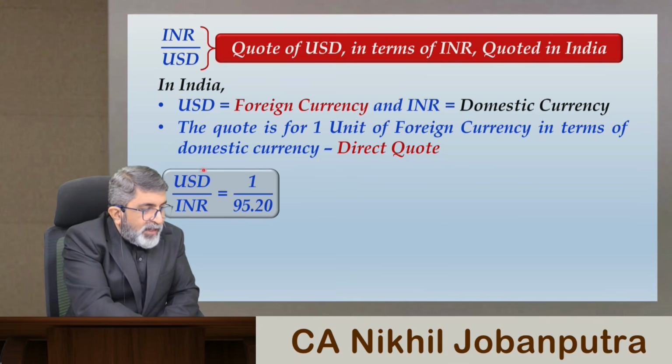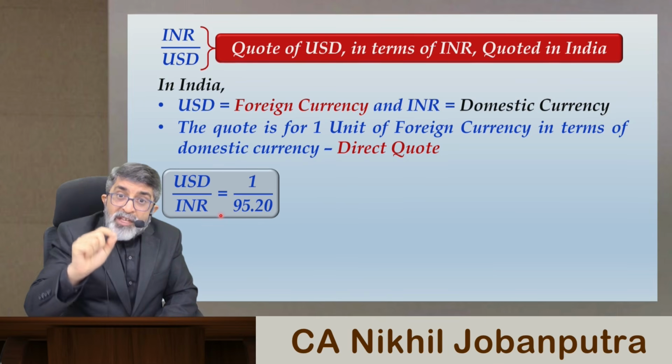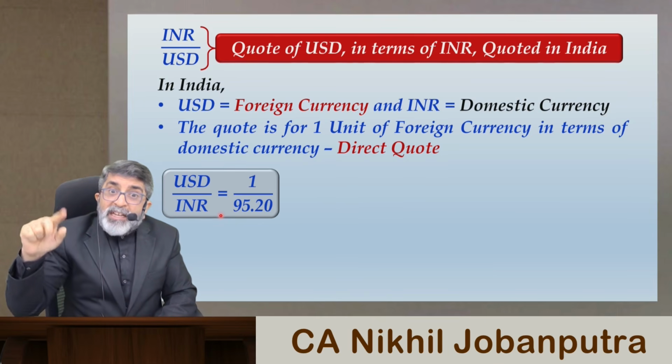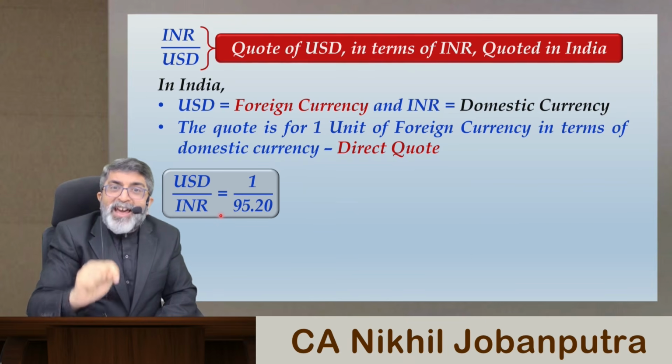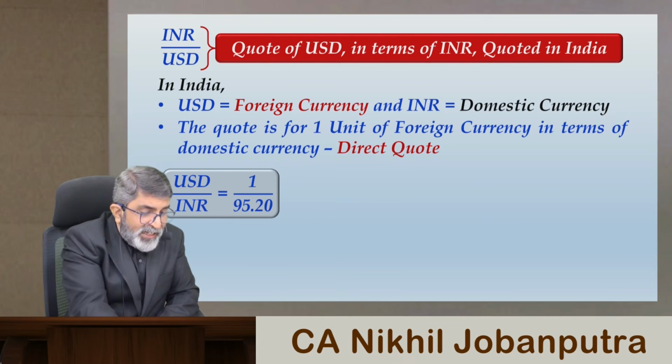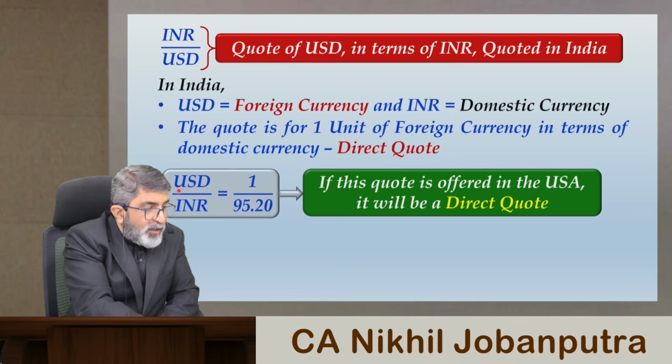Likewise, when we write USD per INR, and if this is a quote given for an entity in the USA, it will still be a direct quote, because for the entity in the USA, what is going to happen? INR is the foreign currency and USD is the domestic currency. If this quote is offered in the USA, it will still be a direct quote, correct?